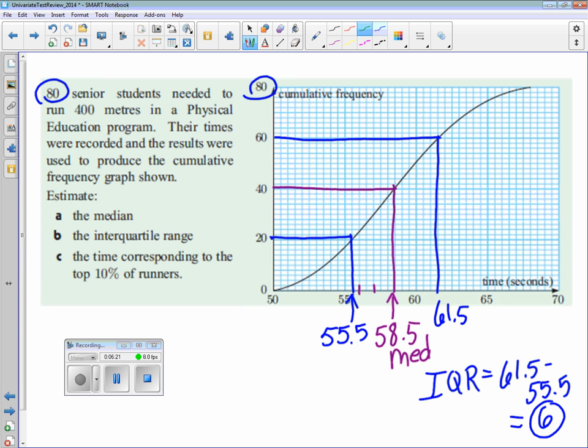I don't know. So we have 60, 70, 2, 4, 6. It does. Look at that. So 72 looks like this guy here. So to me, that looks like 64, right? So 64, what are the units? Does it say? Seconds. So we want to make sure. So 64 seconds corresponds to the top 10% of runners, or we could also say that it's the 90th percentile. Okay? You feel a little bit better now, hopefully?